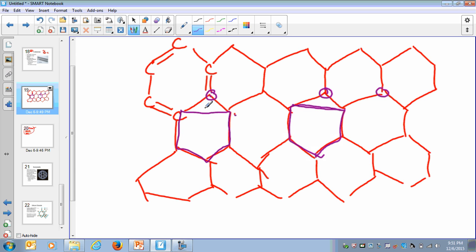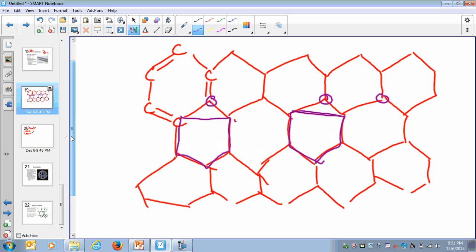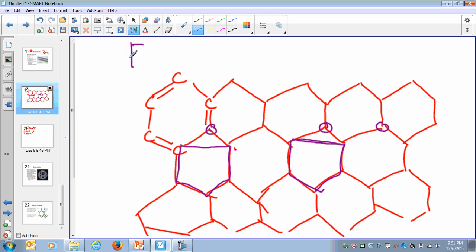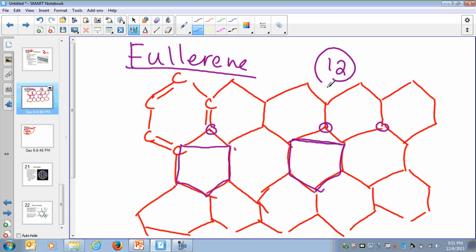So if I have hexagons and then those hexagons are connected by the pentagons, that gives us a very unique compound called fullerene, in which I can have 60 carbon atoms bonded together, and most of the 60 carbon atoms are going to be hexagons except 12 pentagons.